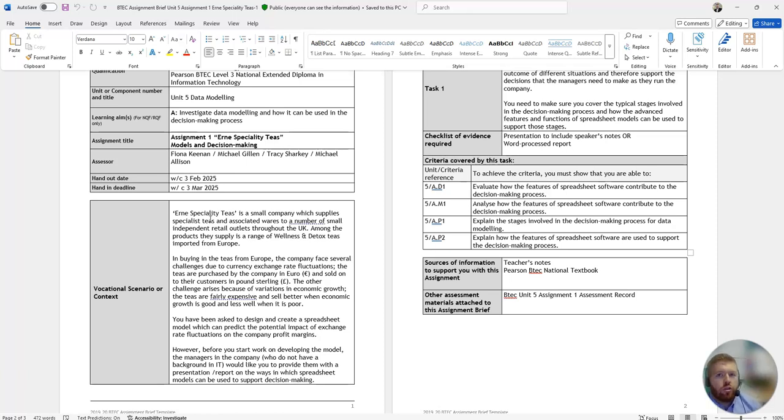sometimes the euro is strong, sometimes it's poor. And also it depends if the economic climate is good in the UK, well they'll sell loads of teas because people have got money. If the economic climate is low in the UK, well, they won't sell as much. People are a wee bit more tight for money, and therefore they don't buy as many of these specialist teas.